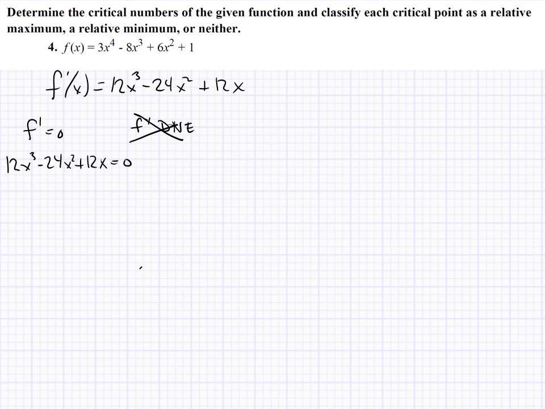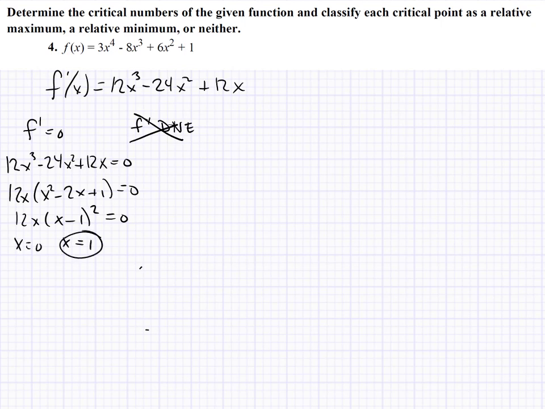Well, being a polynomial equation, this should be really easy. I'm going to factor out a 12x, which is going to give me x squared minus 2x plus 1, which you see will give me 12x times x minus 1 squared. That tells me x has to equal 0 or x has to equal 1. So those are your two critical numbers.